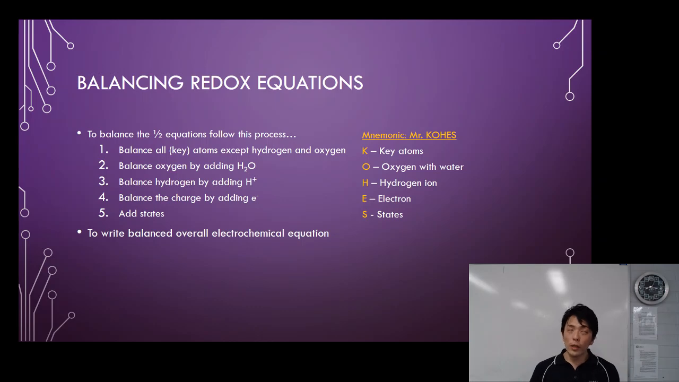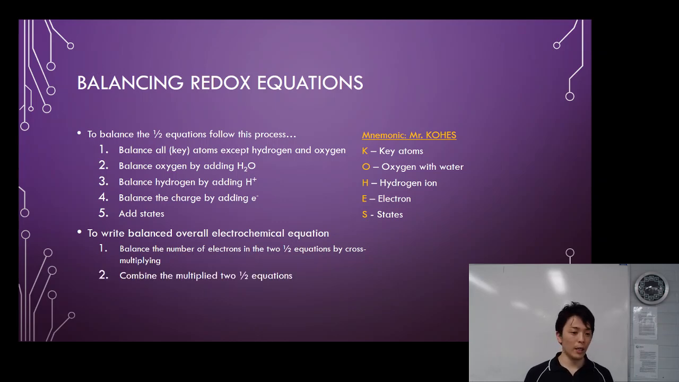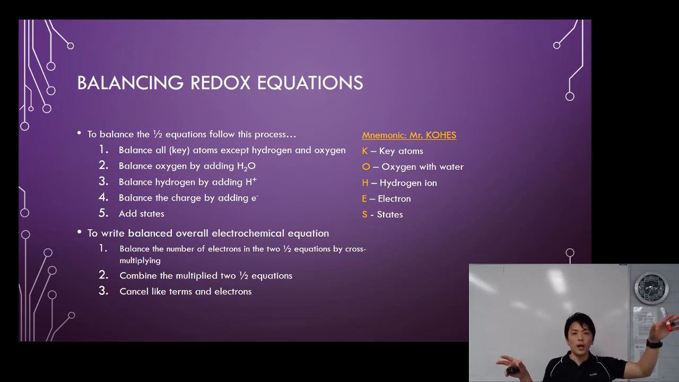Now, once you have the two half equations, you can combine them, and here is how you do it. Balance the number of electrons in the half equations by multiplying. Then combine the two half equations, and after that, make sure you cancel like terms. For example, you might end up with 6 hydrogen ions on this side and 10 hydrogen ions on this side. Then you can cancel out 6 from each side, and you might have 4 hydrogen ions left on one side. You can usually do that for water as well.